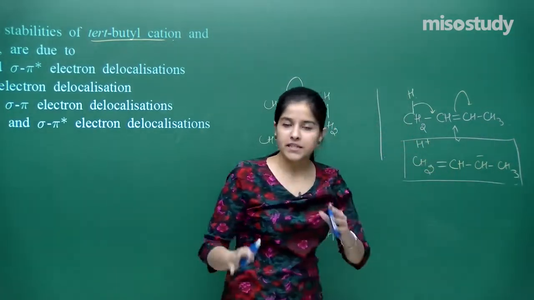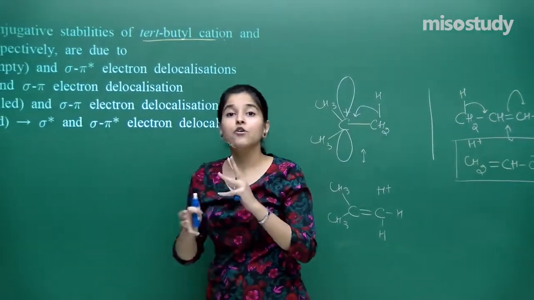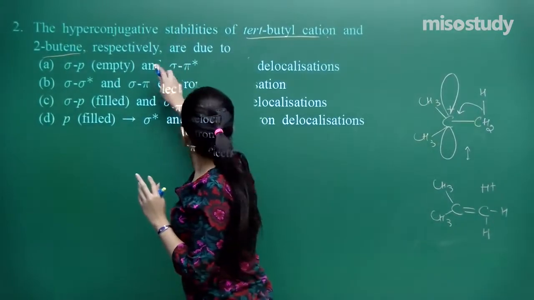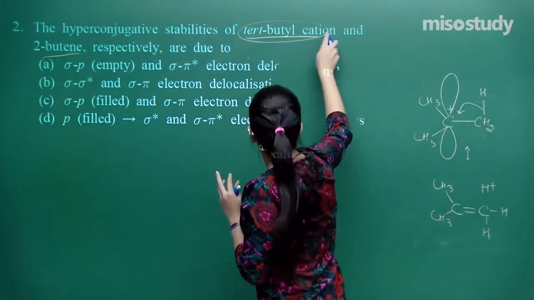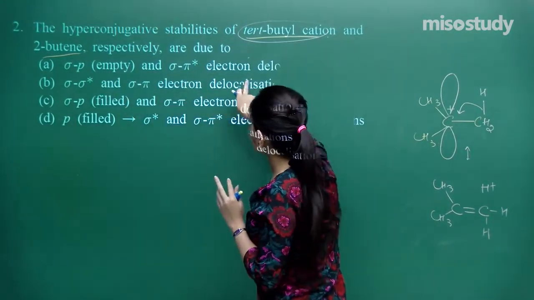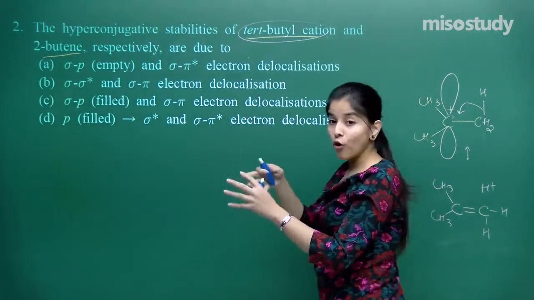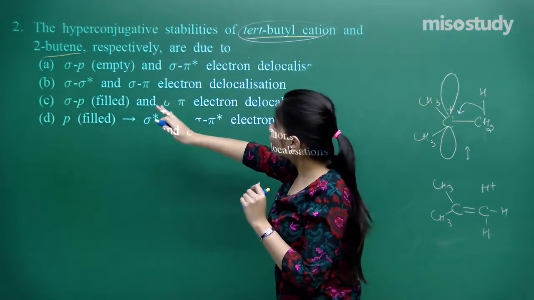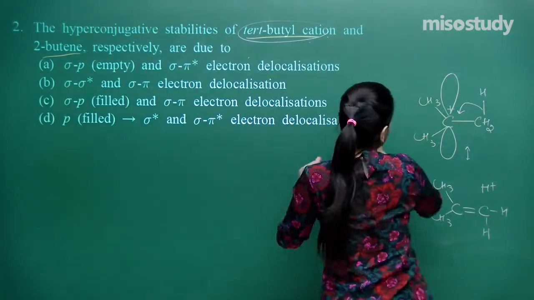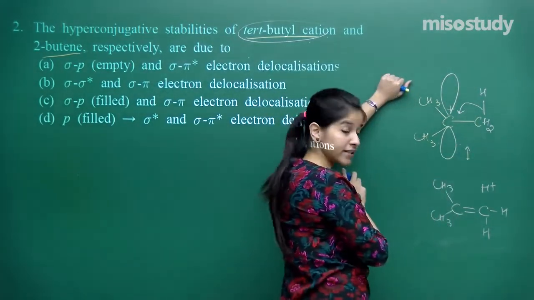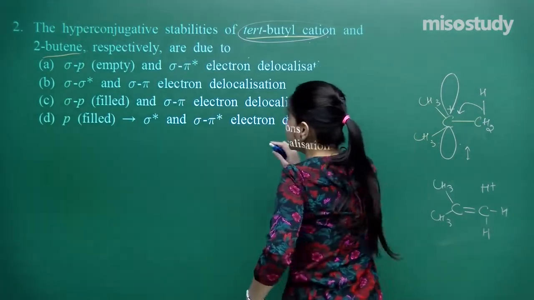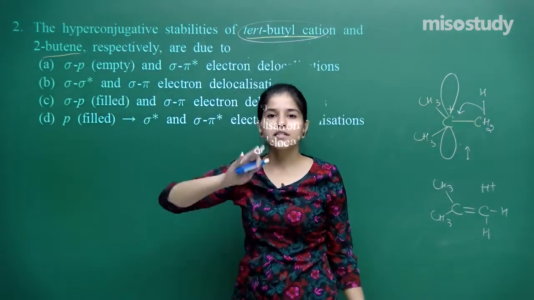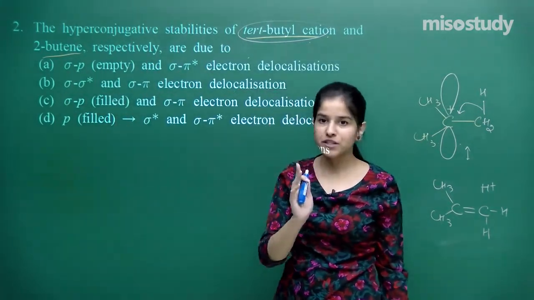So now if you see, they are asking how actually this kind of stability is happening. So they are actually considering for tertiary butyl cation the type of hyperconjugation that is happening in the orbitals as well as for the 2-butene. So if you look very carefully, in the case of tertiary butyl, what is happening? The sigma bonds are shifting onto the p orbitals. What p orbitals? The empty p orbital of the carbocation.